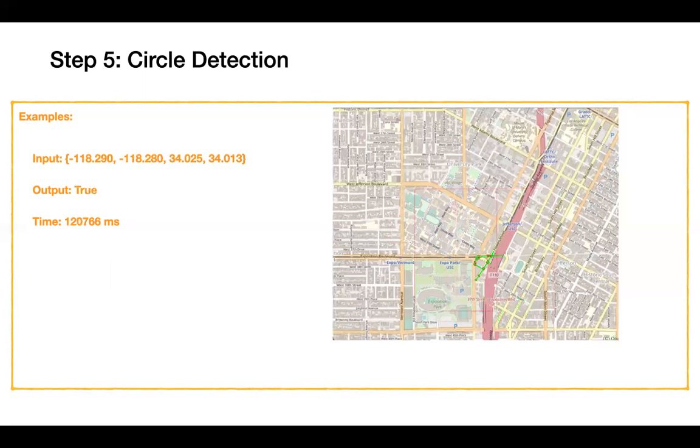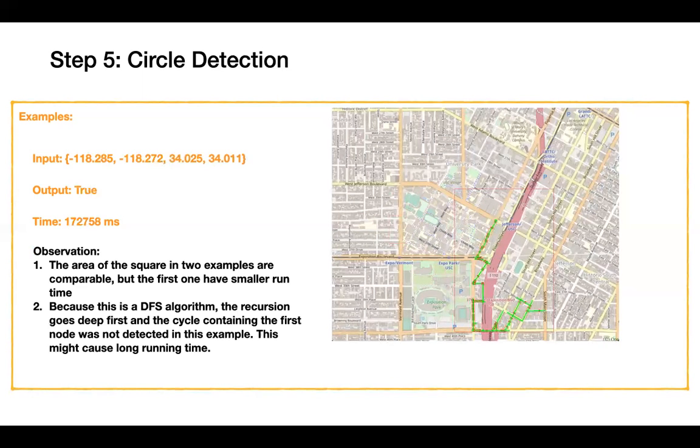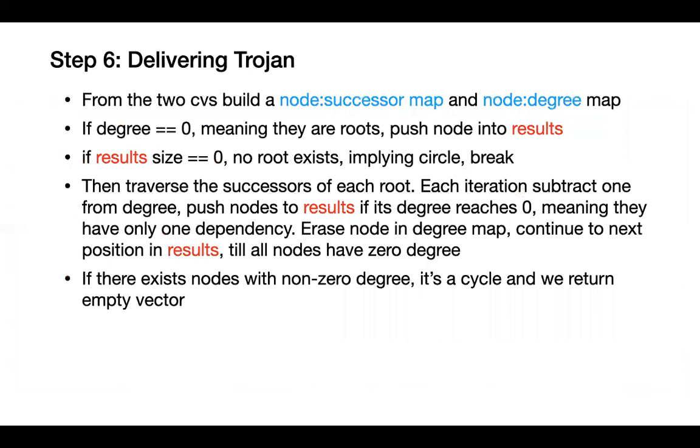This is because when we do the DFS, we didn't only plot the circle, we also plot the path to find the circle. So this is a DFS, and we implemented it in a recursive way. So it goes deeper and deeper until it finds a circle, instead of finding the first cycle in the first node. So this may cause a longer runtime. It's an interesting observation of ours.